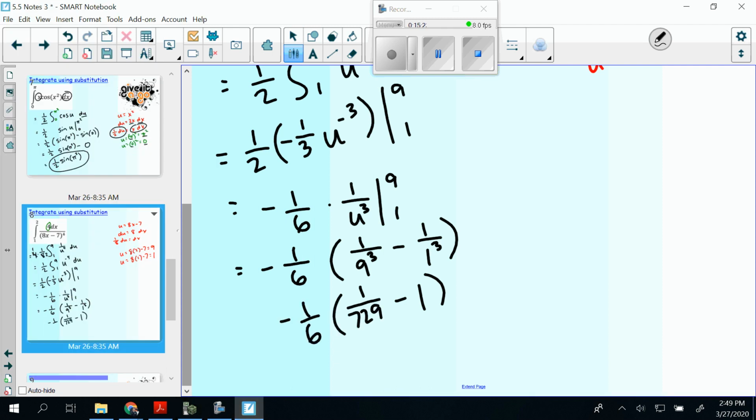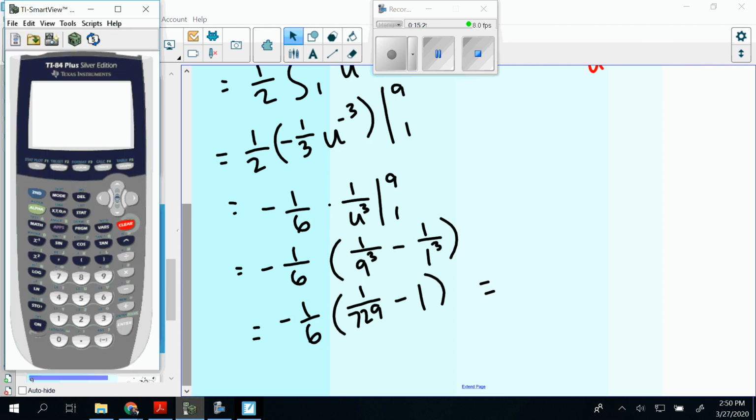And so now see what that equals. This is probably easier to just use with a calculator. So if I'm entering this one in, you can just enter it in exactly how it looks. Negative 1/6 times, we got 1 over 729 minus 1. And that's going to give you probably a decimal answer, yep.